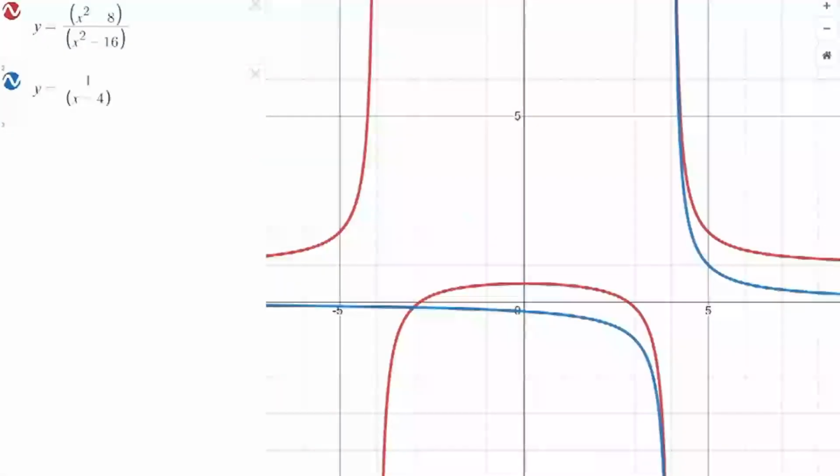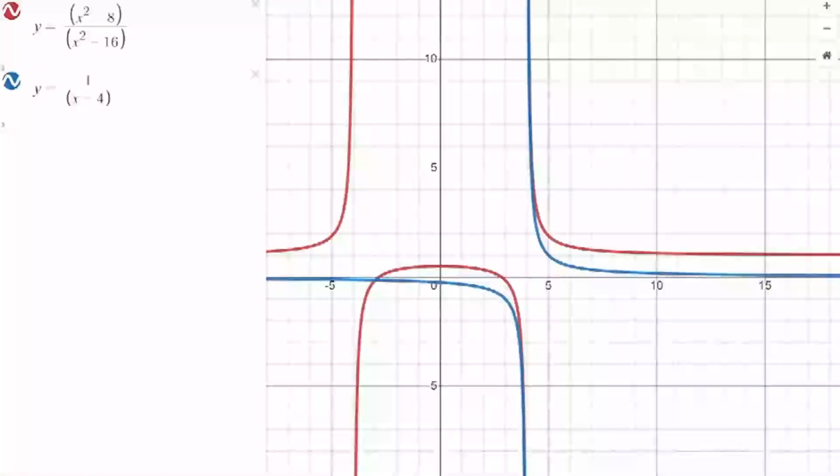If I jump over to Desmos really quickly and take a look at what's happening, I can see my solution there at x equals negative 3. And what's really cool about this, we know that x equals 4 is not a solution because it's a non-permissible value. But what's happening, the two graphs, the x squared minus 8 over x squared minus 16 and the 1 over x minus 4, the reason that's not a solution in those graphs is because it's a vertical asymptote for both of those graphs, and so we can see that graphically.